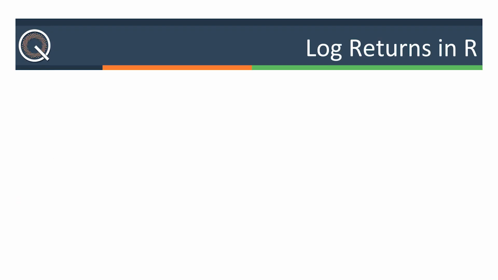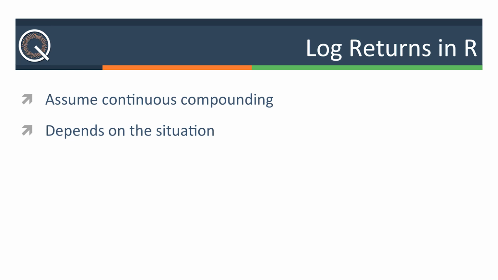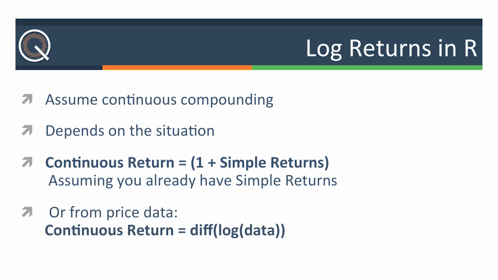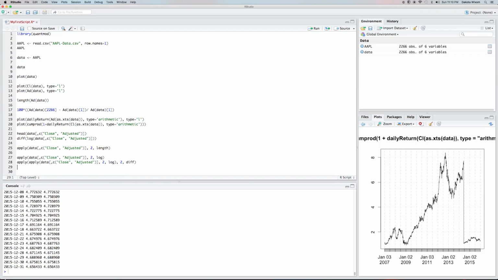All right, real quickly, I'm going to tell you what log returns are. So when you calculate log returns, you're going to assume that it's continuously compounding. It really depends on the situation. You've got the continuous returns equals 1 plus the simple returns, assuming you've already calculated the simple returns, or from price data, you've got the continuous return equals the diff of the log of the data. All right, so I know this looks really crazy here, but it's a very powerful command, and you definitely want to learn how to use this command for a lot of different things.